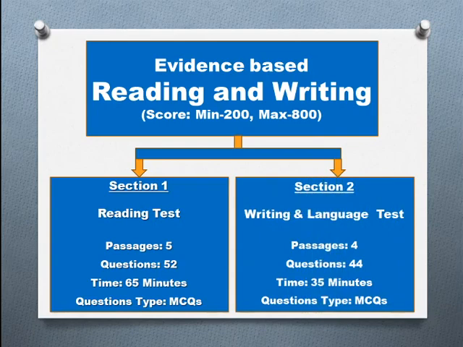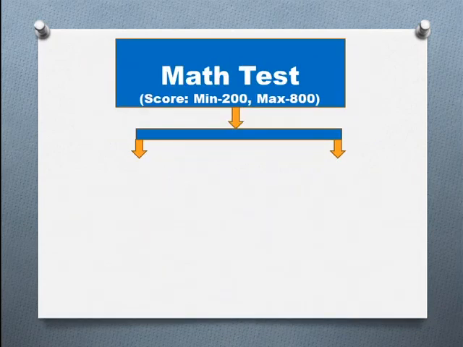The second part under this, that is section number 2, is the writing and language test. Under this section there are 4 passages and the total number of questions is 44. The time allocated to answer those 44 questions is 35 minutes, and again the questions are MCQs, that is multiple choice questions.